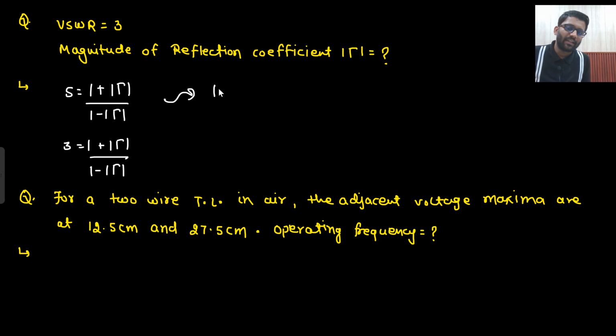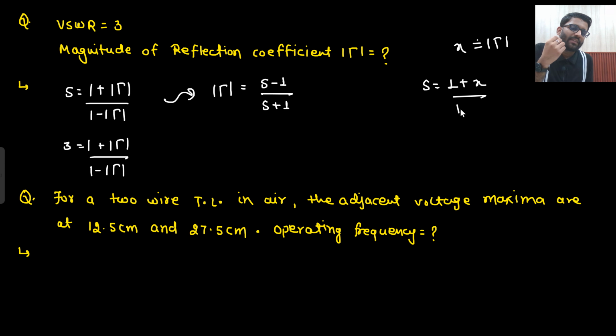What I am saying is that if you get gamma on the left-hand side, then in terms of S you can get the value of mode of gamma. So this is what you will be getting. Are you getting this one? What I am doing is that S equals (1 plus X) upon (1 minus X), where I am calling mode of gamma as X.